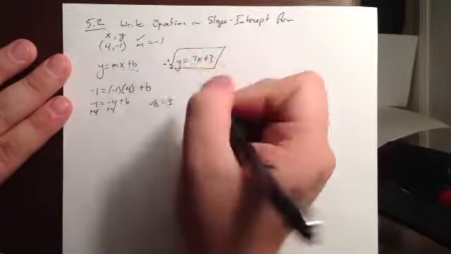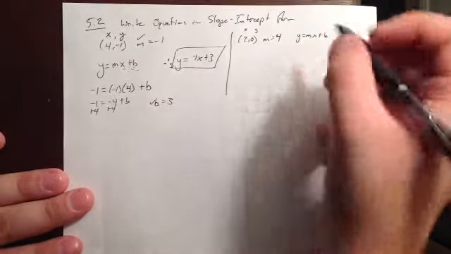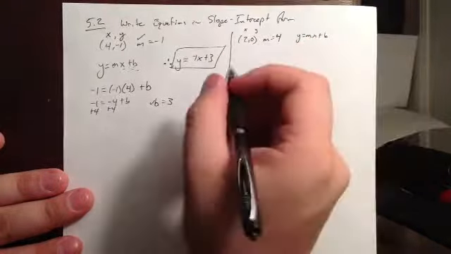Similarly, if I give you the point 2, 0 and a slope of 4, again, that's an x, that's a y, and I know the general form is y equals mx plus b. So I could say 0 is equal to 4 times 2 plus b, which means 0 equals 8 plus b. Negative 8 is b. m is 4, b is negative 8, y equals 4x minus 8.